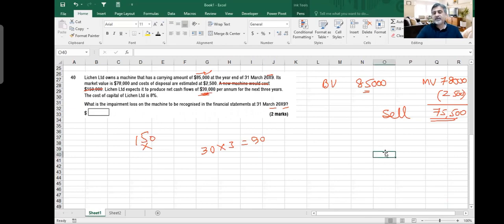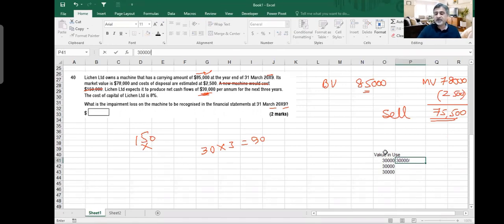If you remember, we have value in use in the impairment lecture. We said that value in use is the present value of all the future cash flows. So you've got 30,000, 30,000, and 30,000, and you need to find out the present value. How do you do present value? So present value will be 30,000 divided by 1.08, since the discount rate is 8%.